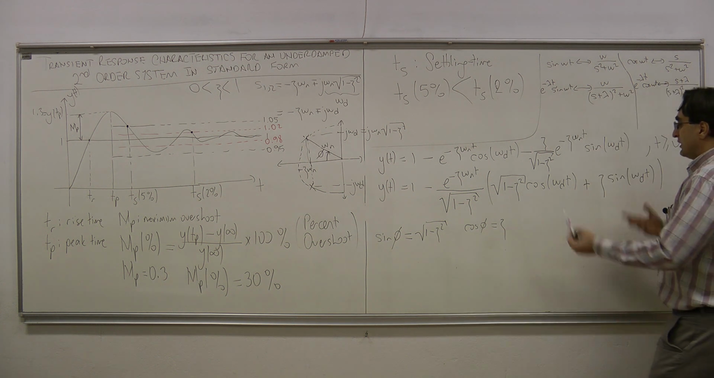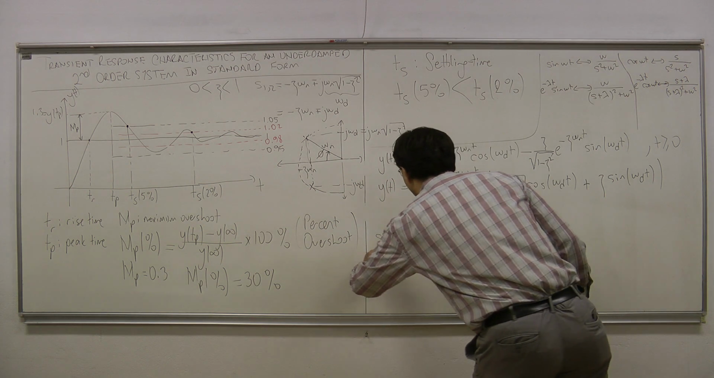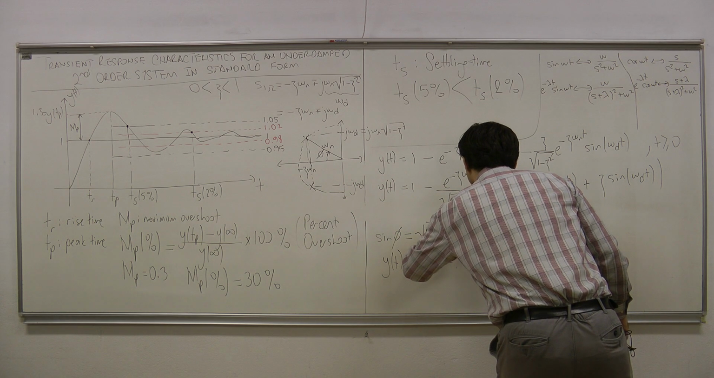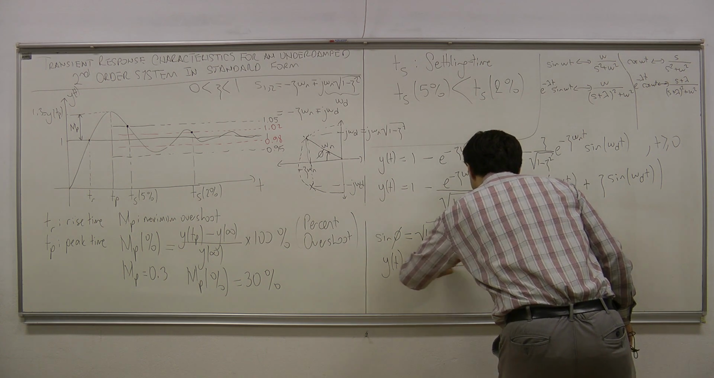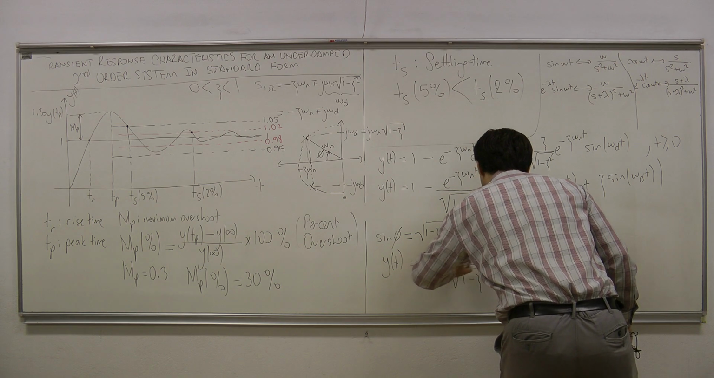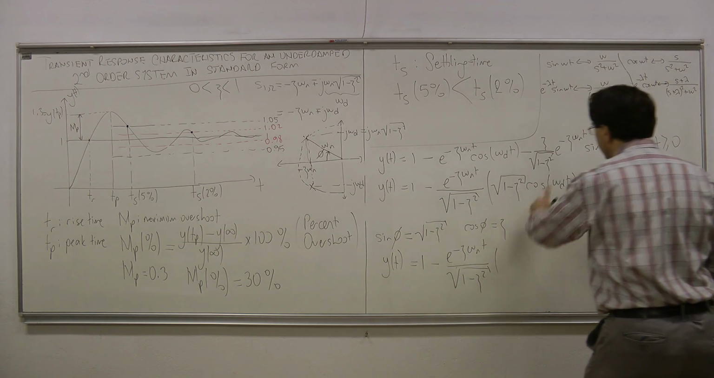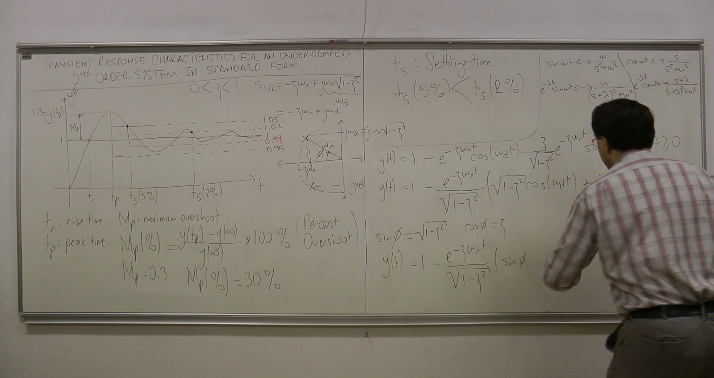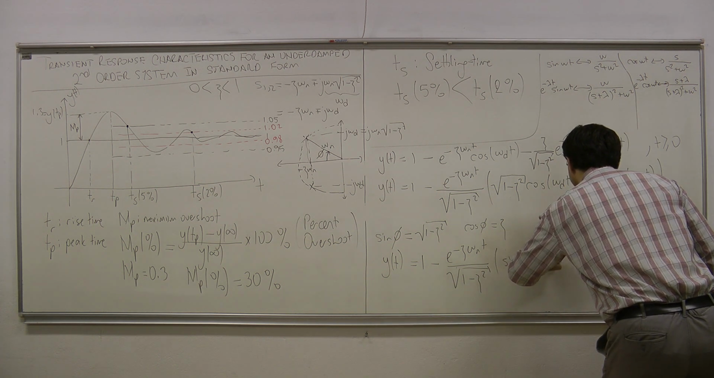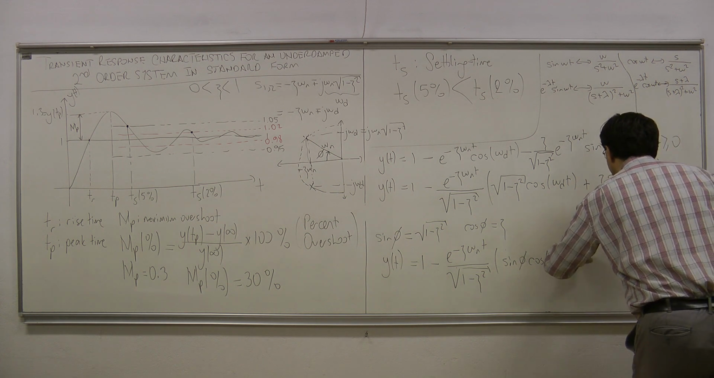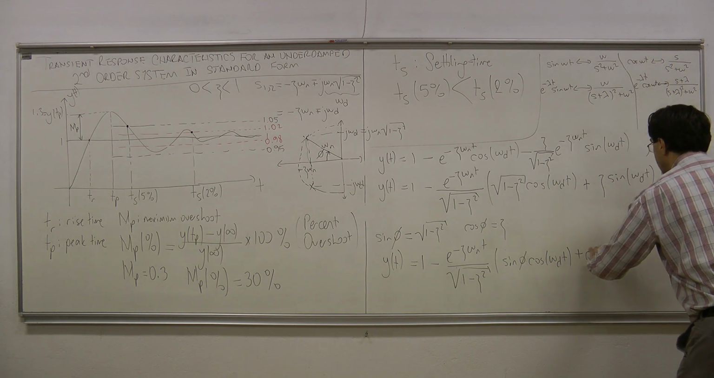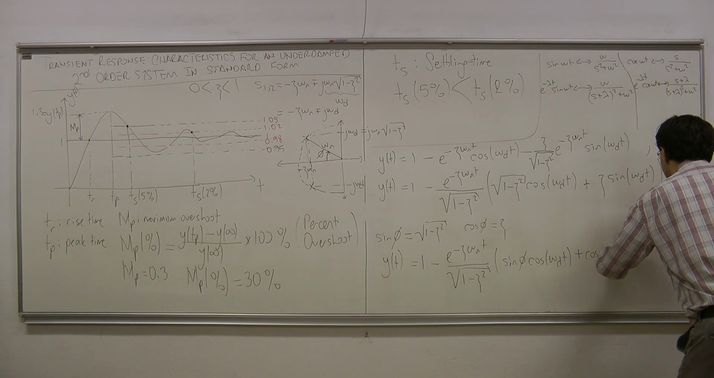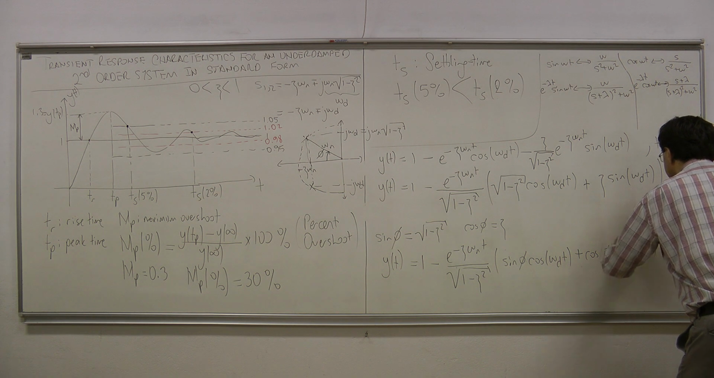Okay? So now let us write this function once more. y of t is 1 minus e to the minus psi omega n t divided by square root of 1 minus psi square. And now instead of square root of 1 minus psi square, I write sine phi cosine omega d t plus cosine phi times sine omega d t.